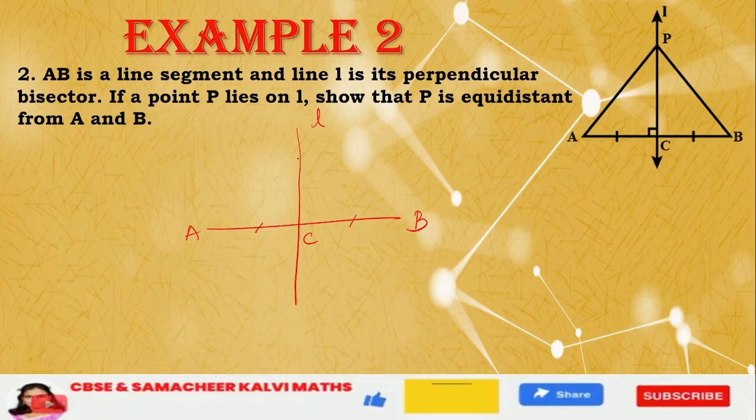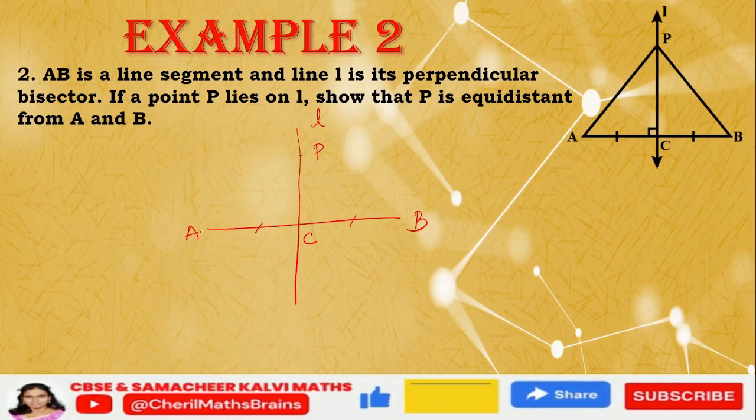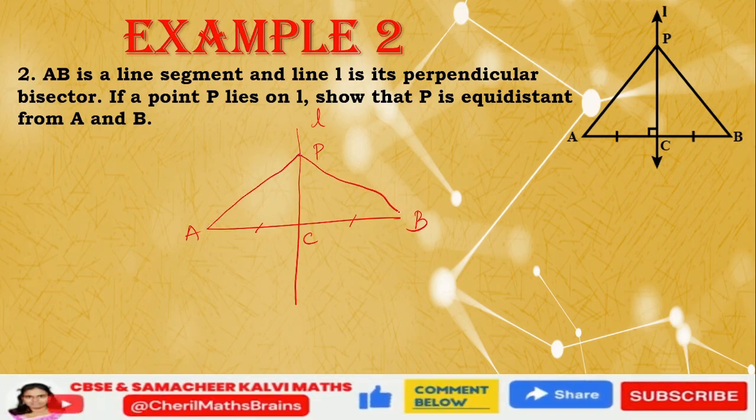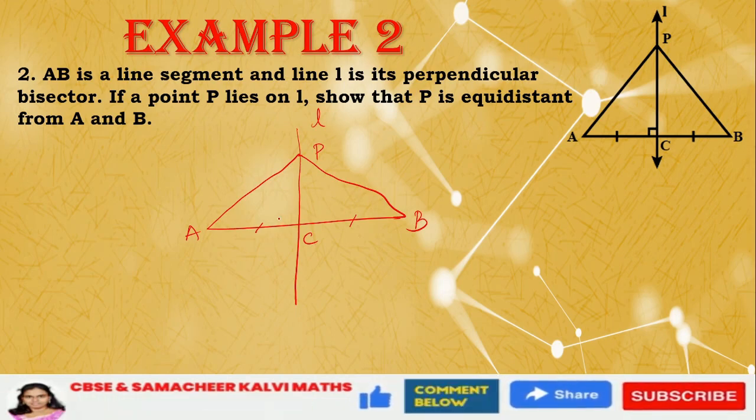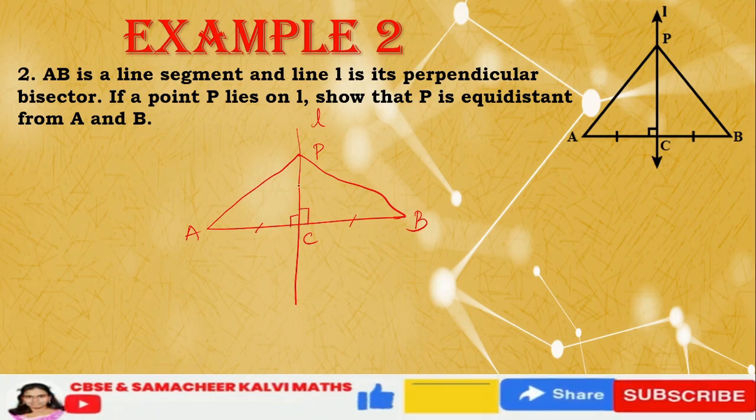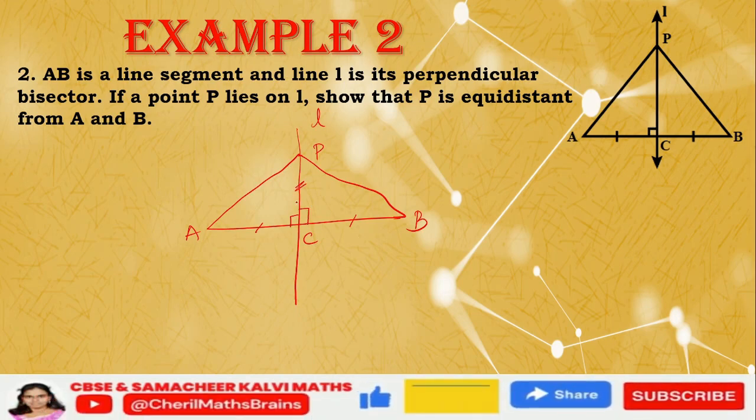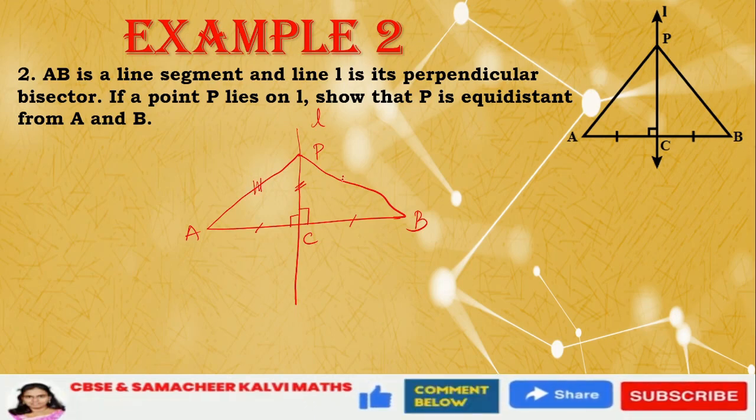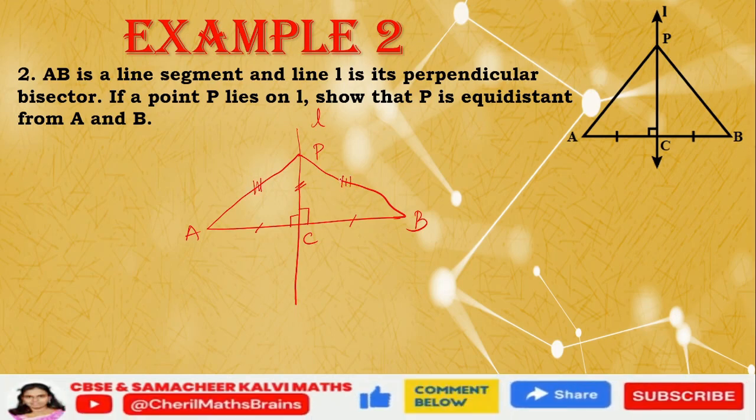From here only they are marking a point P, and they are asking us to show that PA is equal to PB. So in that case we are checking for the congruency. We are able to say that these two angles are equal, that is 90 degrees. These two sides, the side is common. So finally we are able to see that these two sides are also equal.